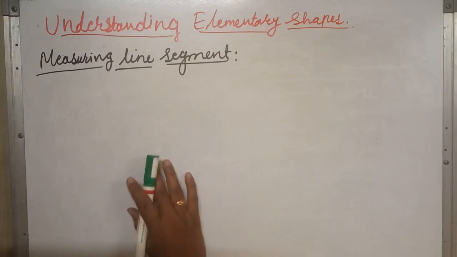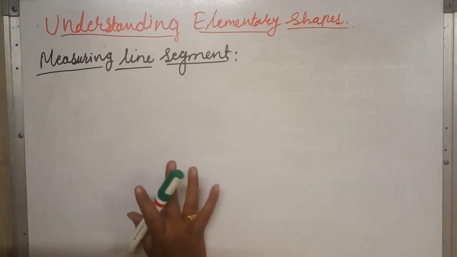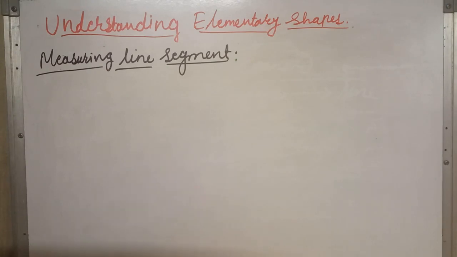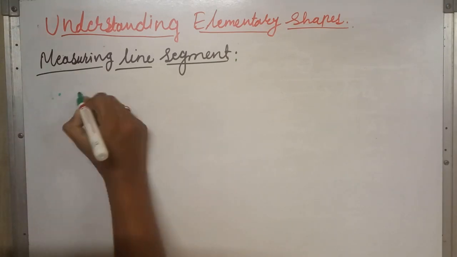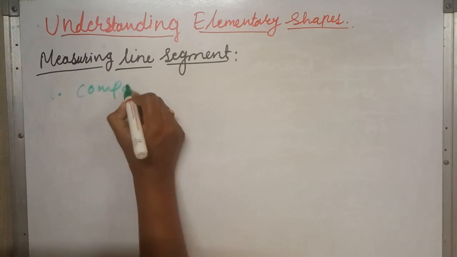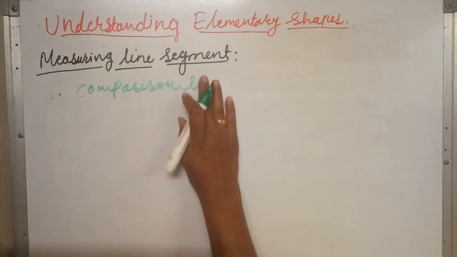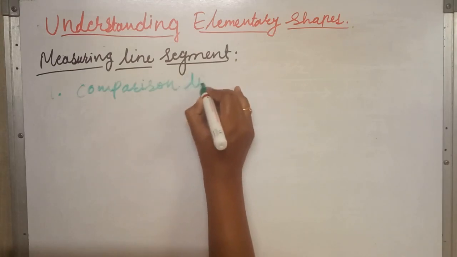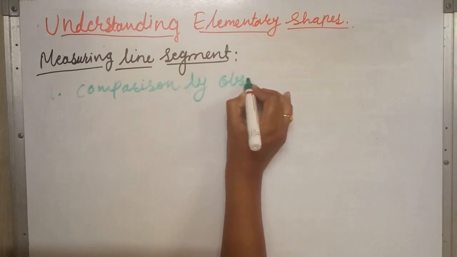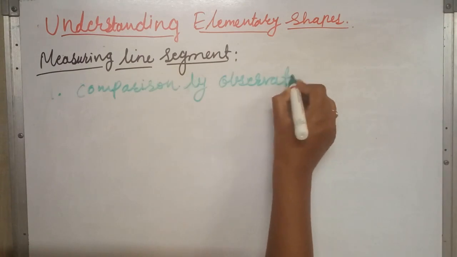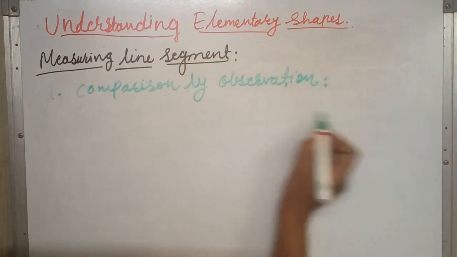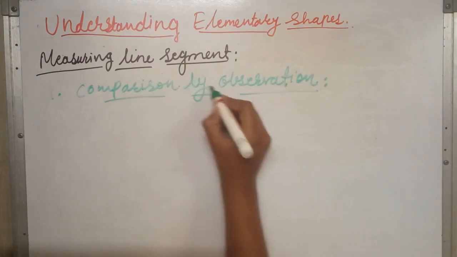To compare line segments, we find a relation between their lengths, and depending upon that, first we'll observe comparison by observation. First we'll see comparison by observation.